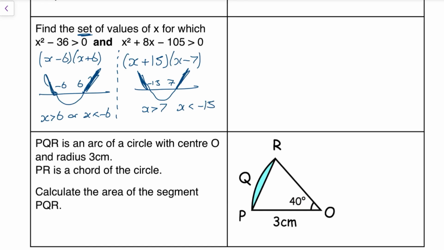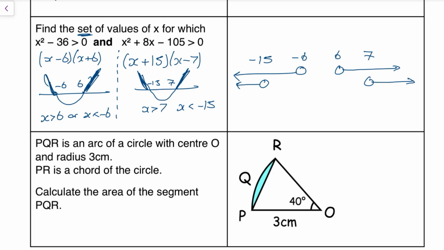Well, let's consider the critical values in order. So I've got minus 15, minus 6, 6 and 7. The first one, we want all values that are greater than 6, and also all values that are less than minus 6. And the second one, we want all values greater than 7 and all values less than minus 15. So I want all the values whereby both of those things are happening.